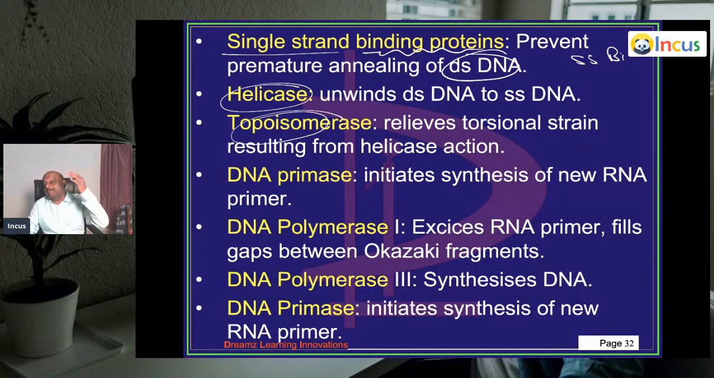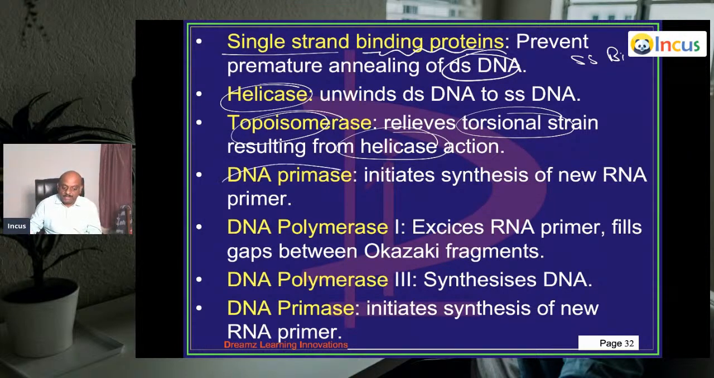Topoisomerase का काम क्या होता है? It releases the torsional strain. It has got a helicase action. It will unwind. It is like Dushashan. जो द्रौपदी का साड़ी निकालेगा, दुशासन के जैसे है topoisomerase. DNA primase, it initiates the synthesis of new RNA primer.